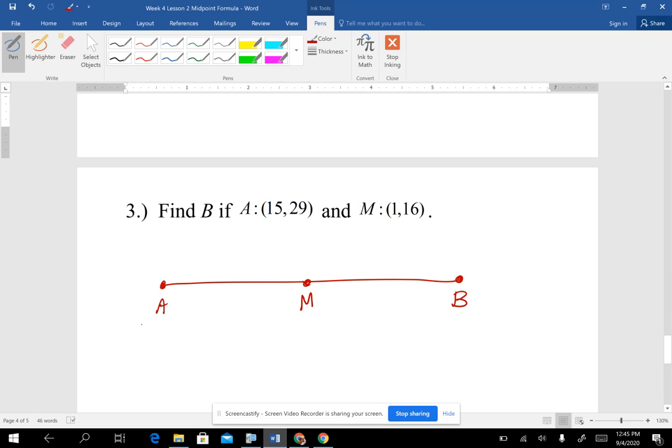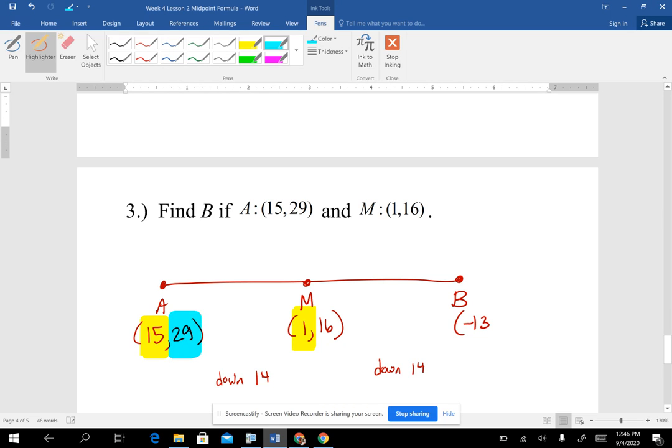I have a cool strategy for this one that I like, so I'll show you that and see if you like it. There's also some algebraic ways to do this too. I actually just take a look at the X values and I see how far apart they are. So from 15 to 1, I go down 14. So if you just go down 14 more, that'll get you your X coordinate for B. So 15 minus 14 is 1. 1 minus 14 is negative 13.